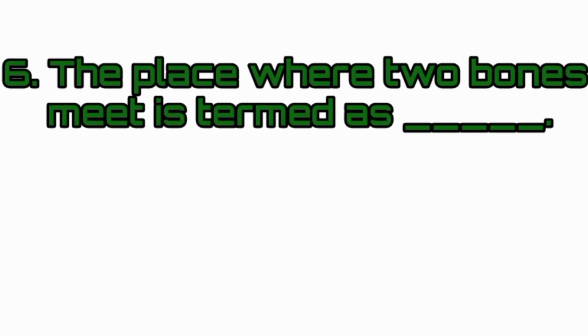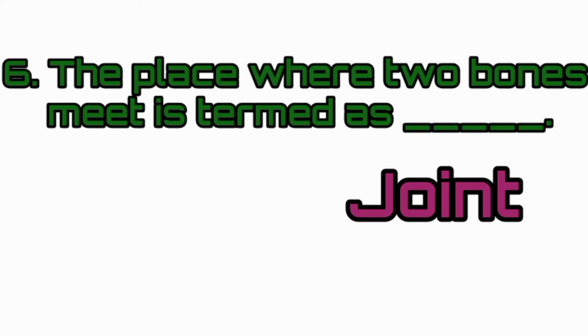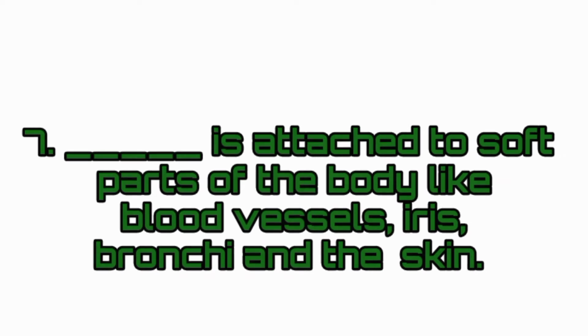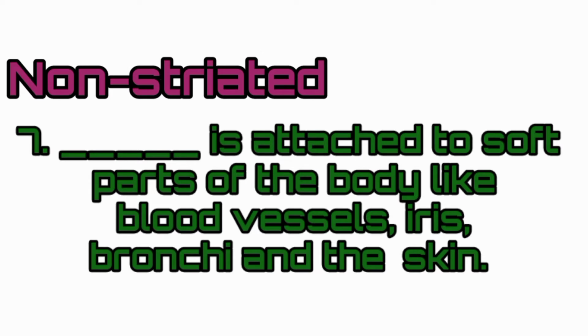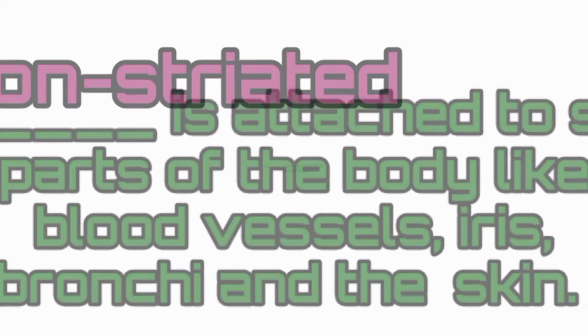The place where two bones meet is termed as dash. Answer: joint. The place where two bones meet is termed as joint. Dash is attached to soft parts of the body like blood vessels, iris, bronchi and the skin. Answer: non-striated. Non-striated is attached to soft parts of the body like blood vessels, iris, bronchi and the skin.